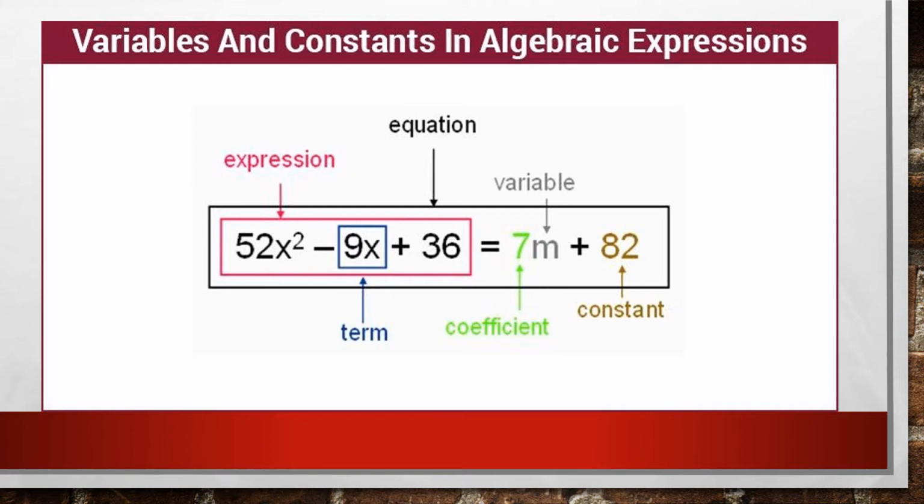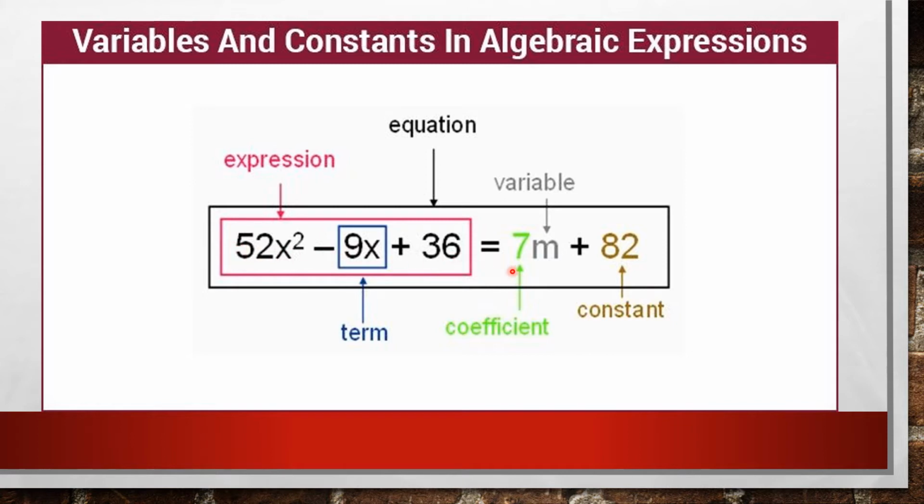Now, what is an expression? Here in this expression, 52x squared minus 9x plus 36 equal to 7m plus 82, it consists of three terms. You have studied that a single term is a monomial, and if an expression has two terms, it is a binomial. Here it has three terms, so it is called a trinomial. So this expression has three terms.